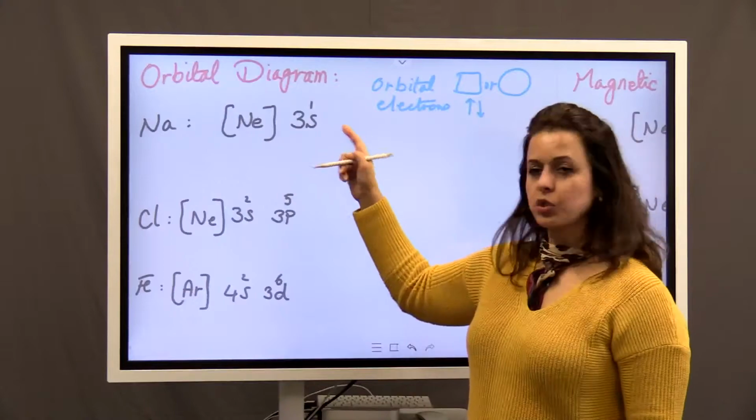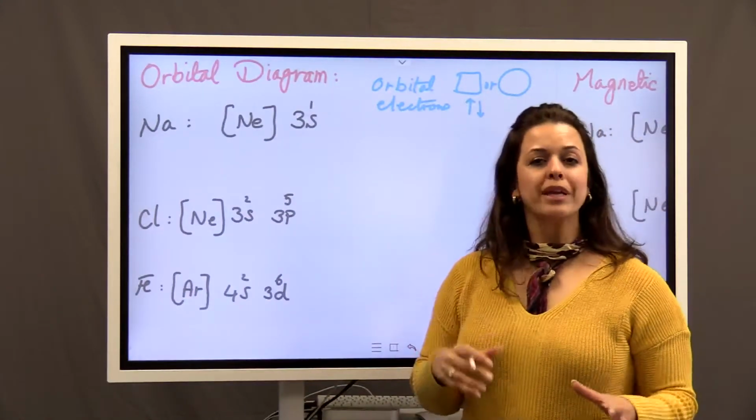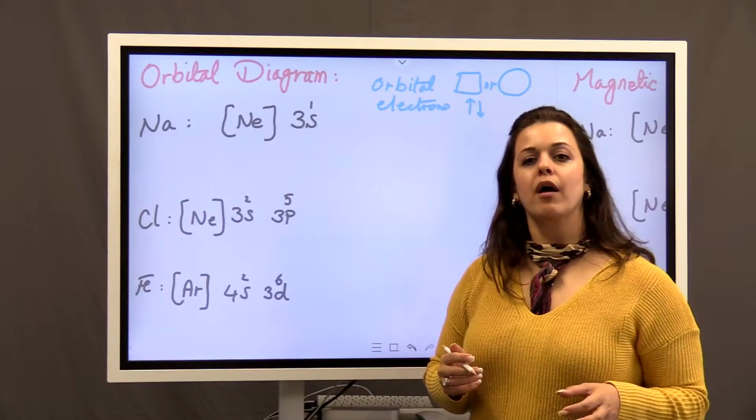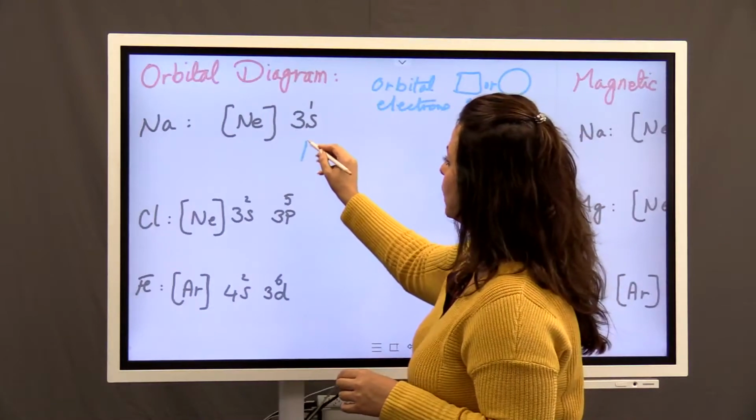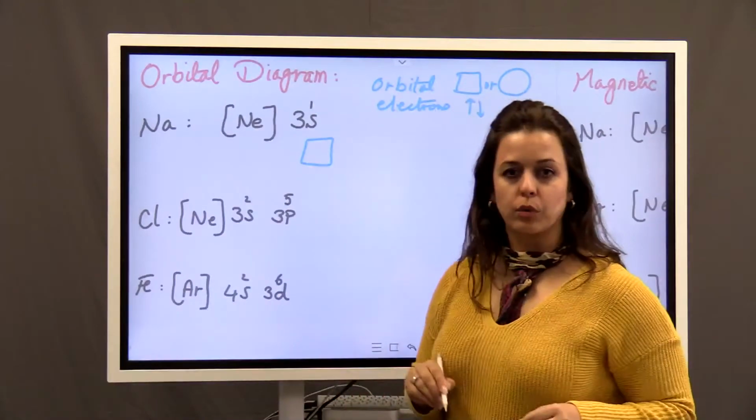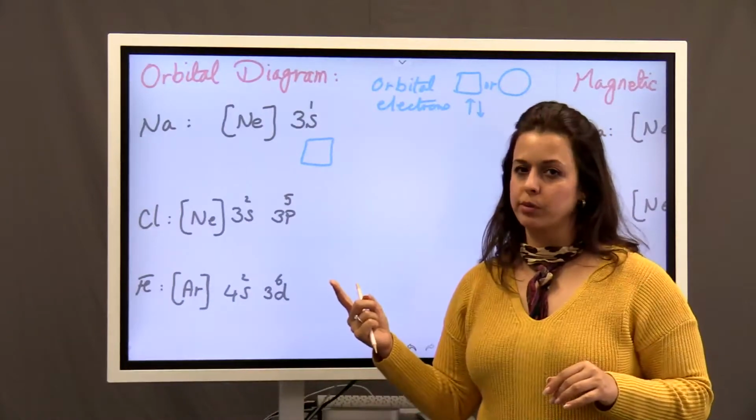How many electrons do you see in the 3s orbital? Just one. And how many types of s orbitals did we say we have? Just one type of s orbital, right? So we need only one box for our s orbital. One orbital, one box. One box for every orbital.